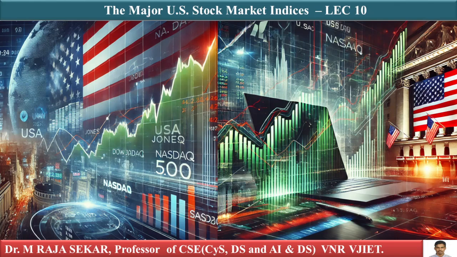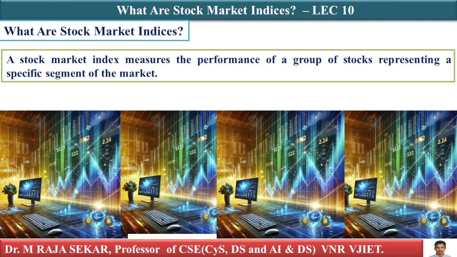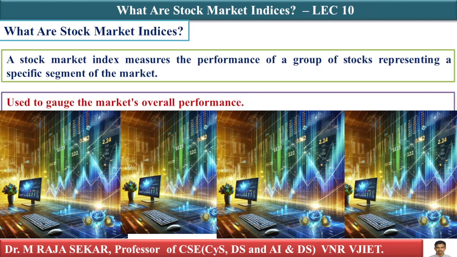This is lecture number 10. In this lecture, we will try to understand the major US stock market indices. Just try to recall, we already discussed what stock market indices are in our previous lectures. First, let me recall and define again what a stock market index is. A stock market index measures the performance of a group of stocks representing a specific segment of the market. The purpose is to gauge the market's overall performance. We also discussed that these are calculated using methods like price weighted or market capitalization weighted.